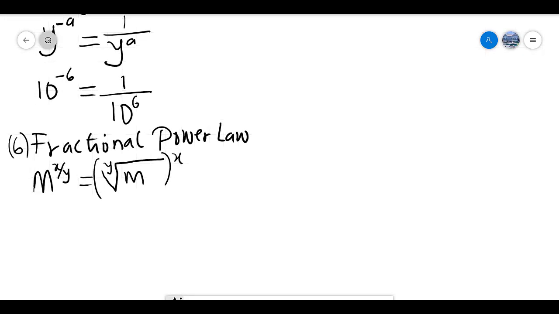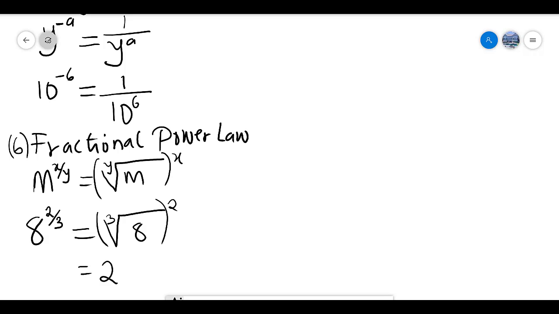Okay, what it means is that if you have something like 8 raised to the power of 2 over 3, this would give you the cube root of 8, all raised to the power of 2. Of course, you know where the 3 is coming from. Of course, you know that cube root of 8 is 2. Then remember that you have a power of 2. Of course, this would give you 4.